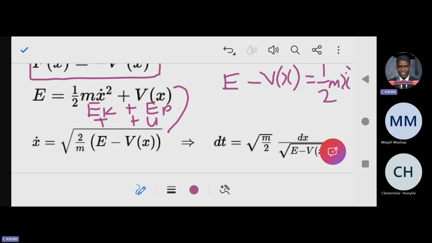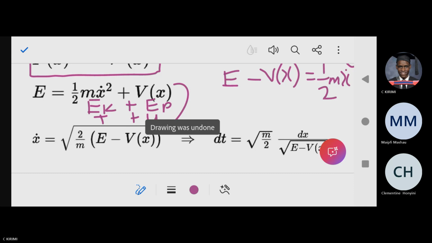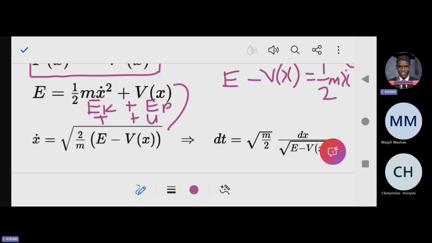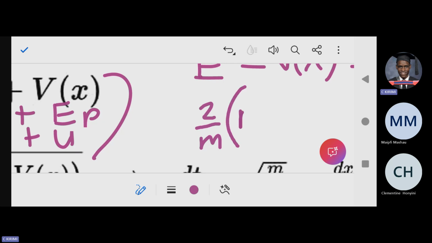Then you multiply both sides by 2 over m. The m is on the numerator and the 2 is on the denominator. I want to remove it, so you remove it from the left by multiplying both sides by 2 over m. Then you put your bracket to be E minus V of x.